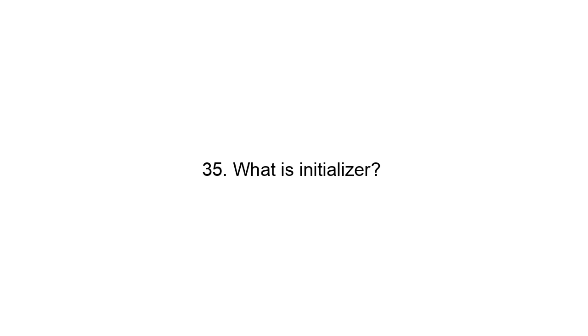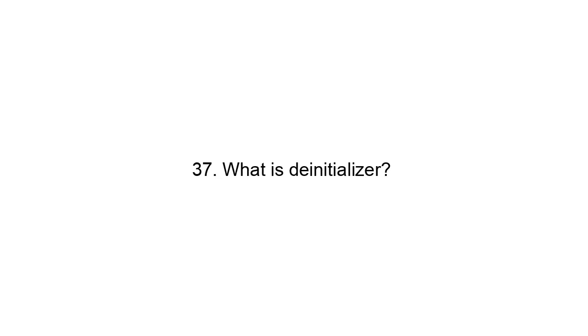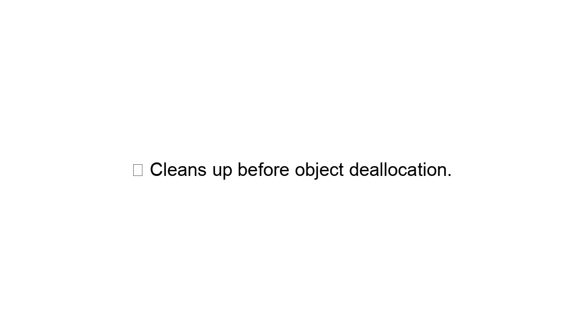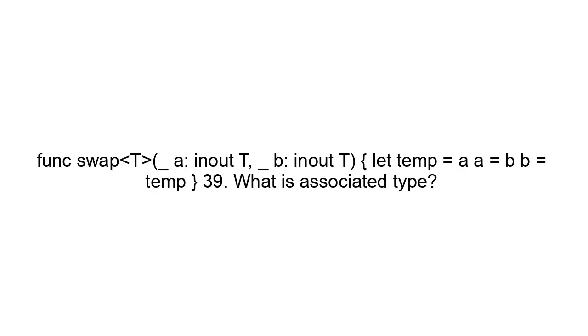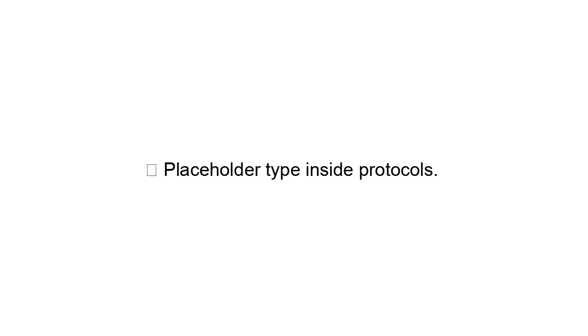35. What is initializer? Creates object instance. 36. Types of initializers: default, designated, convenience, failable. 37. What is deinitializer? Cleans up before object deallocation. 38. What is generic in Swift? Reusable type-safe code. Example: func swap<T>(_ a: inout T, _ b: inout T) { let temp = a; a = b; b = temp }. 39. What is associated type? Placeholder type inside protocols. 40. What is access control? Restricts code visibility.